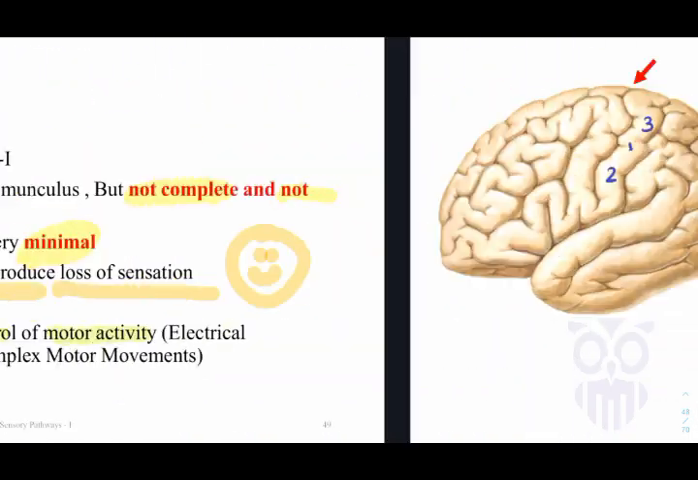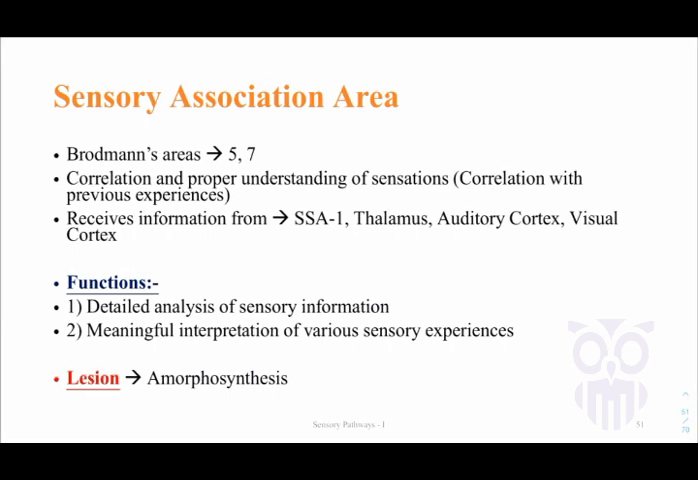So what is the use of that sensory association area, the Brodmann 5 and 7? So what do they do? Very important role. Correlation and proper understanding of sensation from previous experience. You see, you touch a flower or you feel fire, you feel the heat. Your brain needs to know this is fire or this is a flower. So this is given by the sensory association area, or there is no use of this. So where does it receive the information from? It is the SSA1, thalamus, auditory, visual.